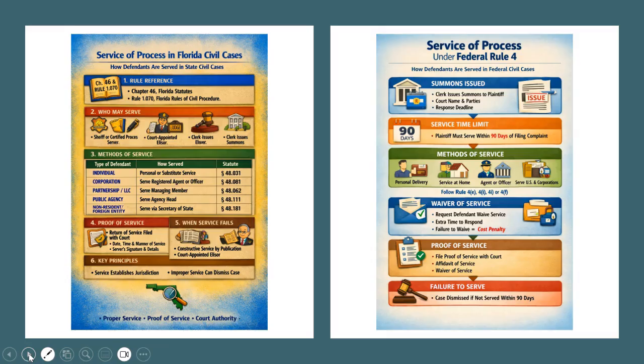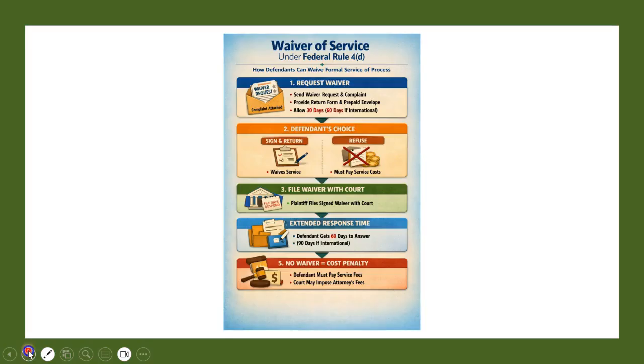The proof of service, just like with the state, you're going to file proof of service. You use an affidavit from the process server, also called a return of service, or you place a waiver of service in the file that the defendant has signed. If it's not served within 90 days, just like state, you risk having the case dismissed.